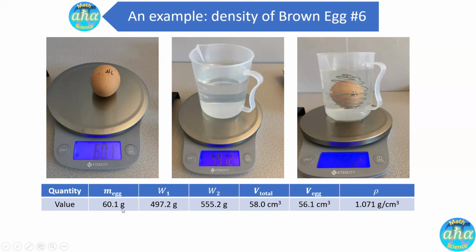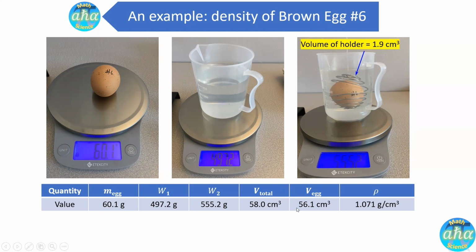The mass of the egg is 60.1 grams, directly measured here. That's our W0. W1 is the weight of the beaker plus the water, 97.2. W2 is the one with the egg. So the difference between W1 and W2 is actually the total volume, the volume of the egg plus the volume of the holder. And since the volume of the holder is 1.9 cubic centimeters, that's already been determined, we can determine that using exactly the same method illustrated here.